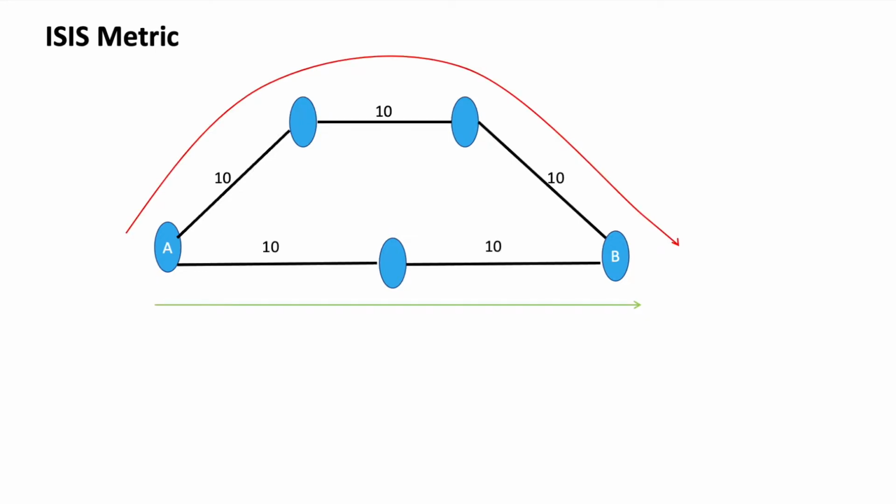In this network, we have red path and green path. You can guess that ISIS will always choose the green path because of the number of links to reach from point A to point B. Due to this behavior, it is very important in ISIS that we configure metric manually over the links. Higher the metric, lower the preference. There are two kinds of metrics in ISIS, narrow metric and wide metric. Let's discuss about them one by one.